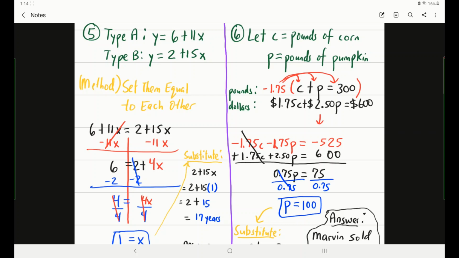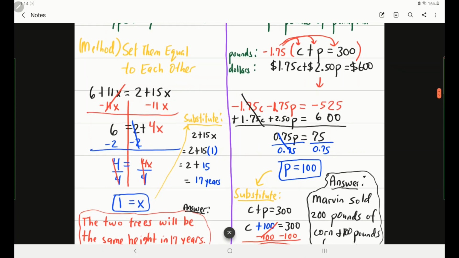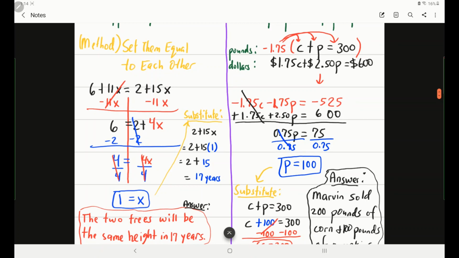I just chose C, since C is going to stand for corn. C is going to represent the number of pounds of corn, and the letter P is going to represent the number of pounds of pumpkin. So again, after your let statement, you also want to write down the two things you're comparing. If you notice over here in green, we have number of pounds and number of dollars.